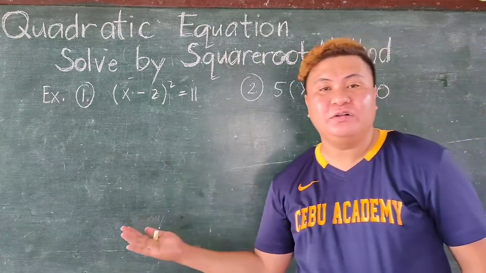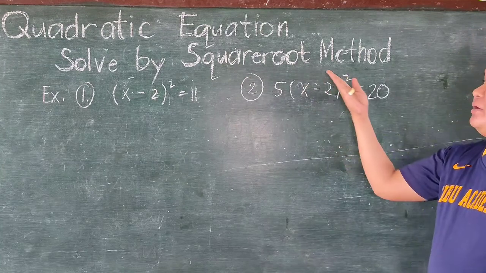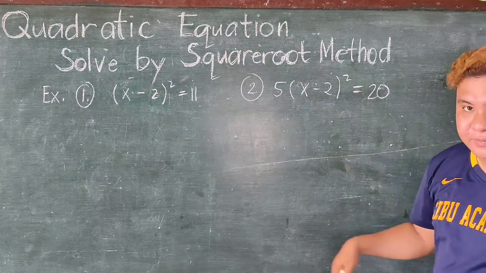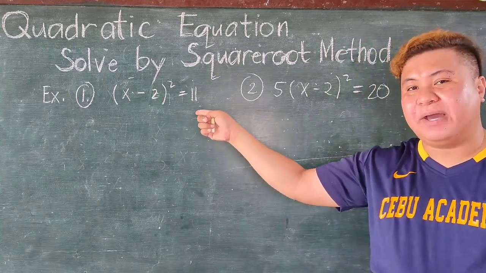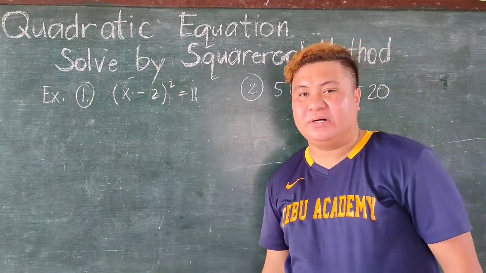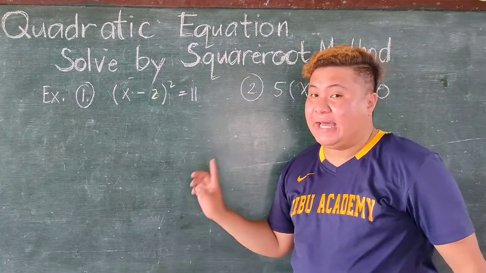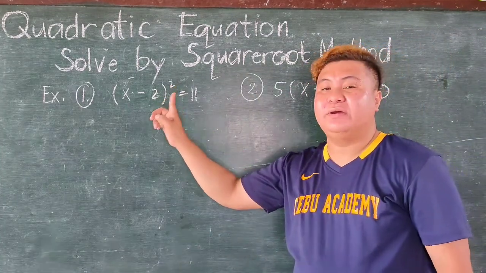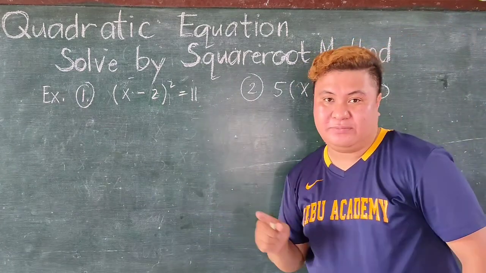Let us now solve a quadratic equation by the square root method. So, example number 1, we have (x - 2)² = 11. Our goal here is to get the square root. So, what will you do? We'll use the square root method.